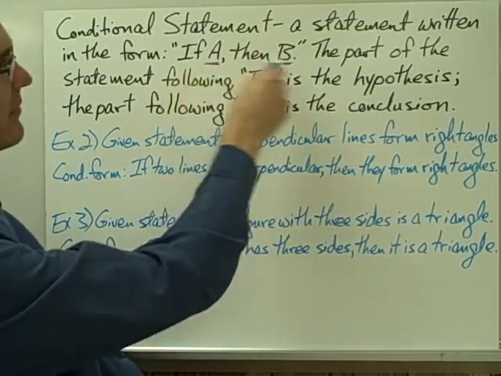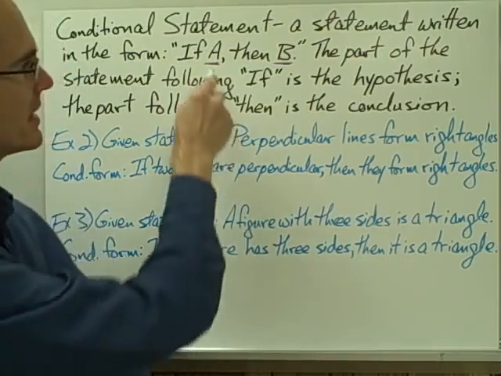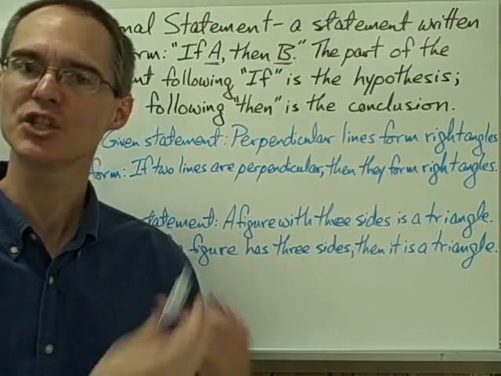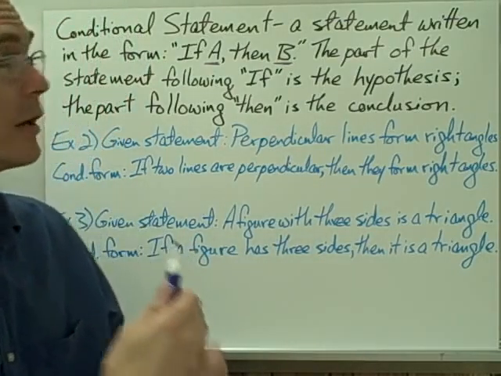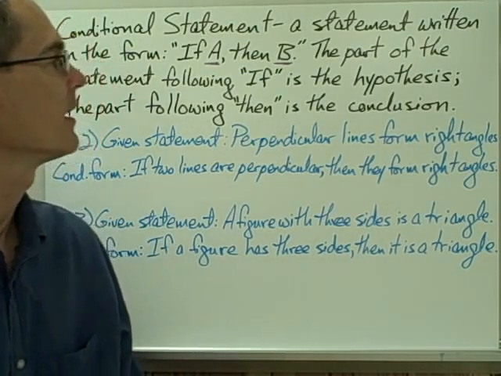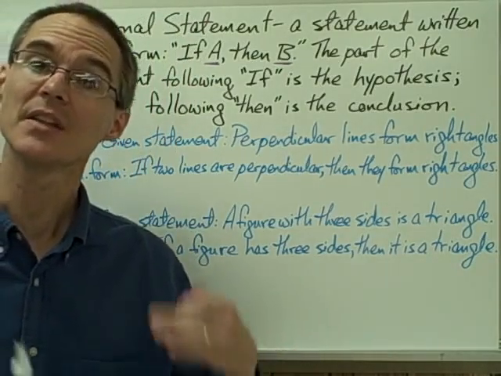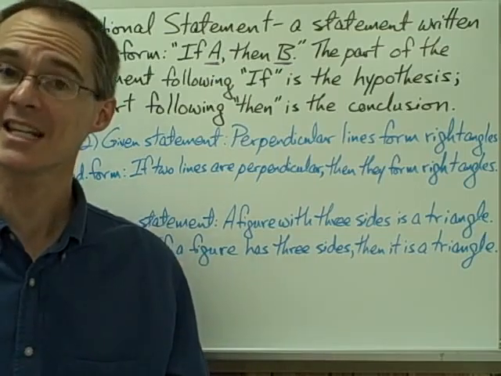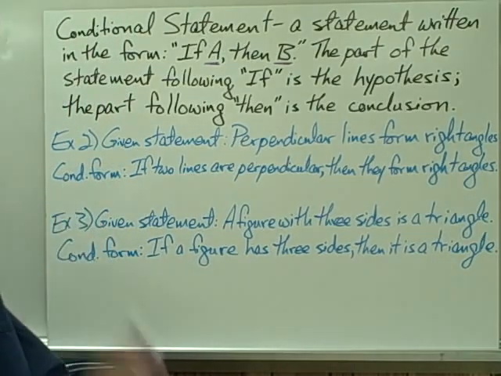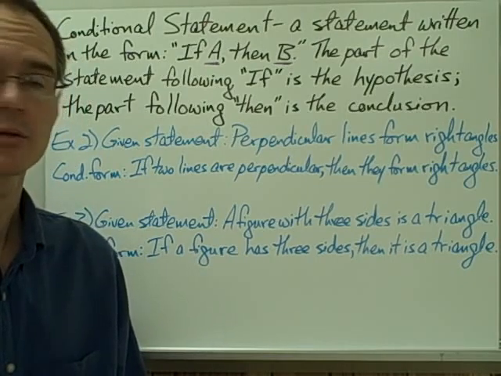Now, if I just have it written like this with the letters A and B, well, it's kind of easy to identify. This is the hypothesis, this is the conclusion. When you have actual English statements of conjectures or of conditionals, then it's sometimes a little more difficult to identify the hypothesis and conclusion. So let's take a look at some examples where first we're given a statement that's not in conditional form. We first want to put it in conditional form, and then we want to identify the hypothesis and conclusion. So example 2, our given statement is perpendicular lines form right angles.